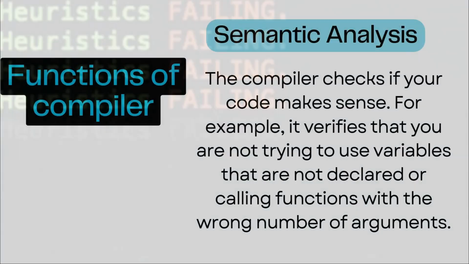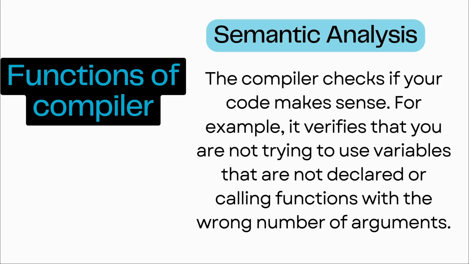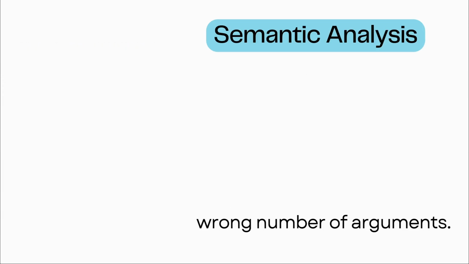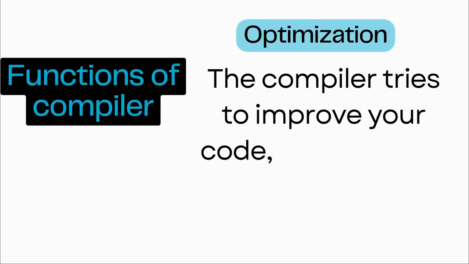And then type checking. The compiler verifies that all the expressions in the code adhere to Go's type system. It checks for type correctness and ensures that there are no mismatched types or invalid operations. And the third function of the compiler is semantic analysis and optimization.